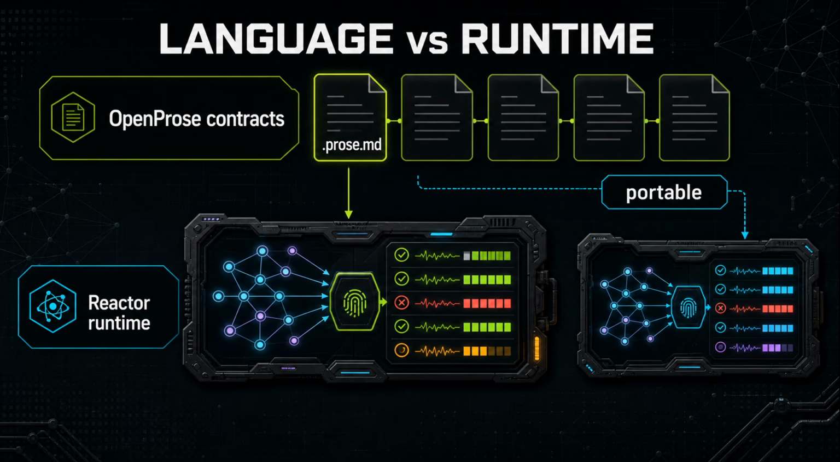Before we go further, we should name the 2 layers because the project has 2 names and people conflate them. So openprose is the language. You write contracts in plain markdown files, the .prose.md files. Reactor is the runtime that reconciles them.